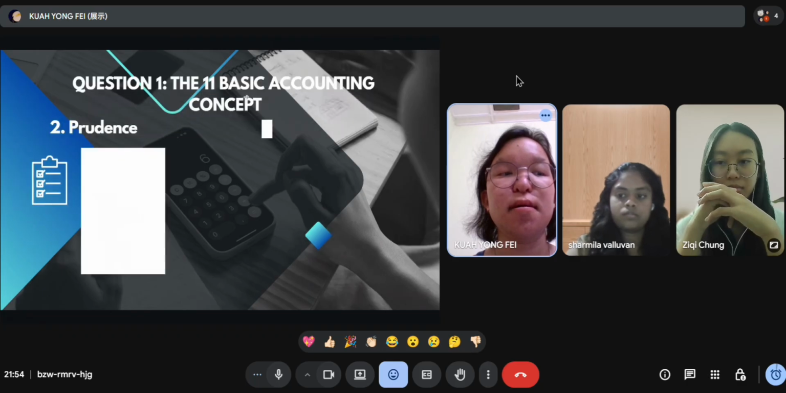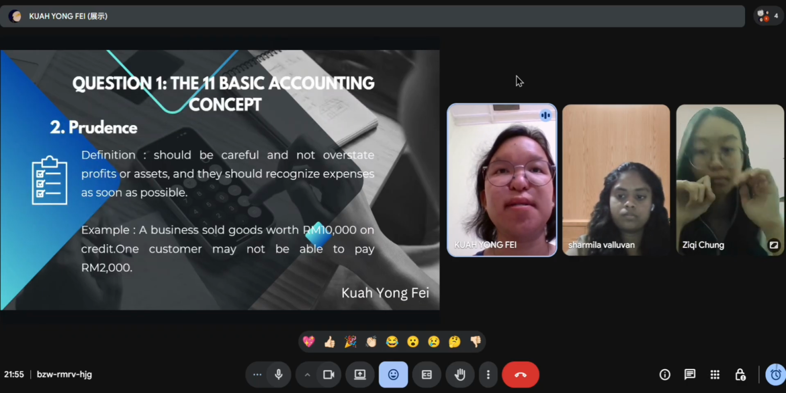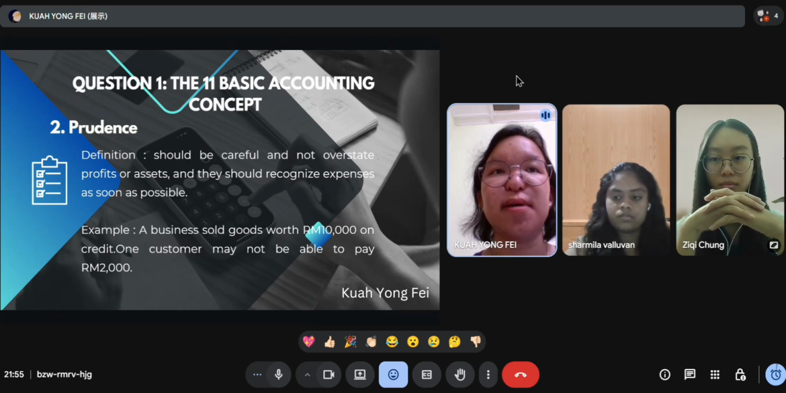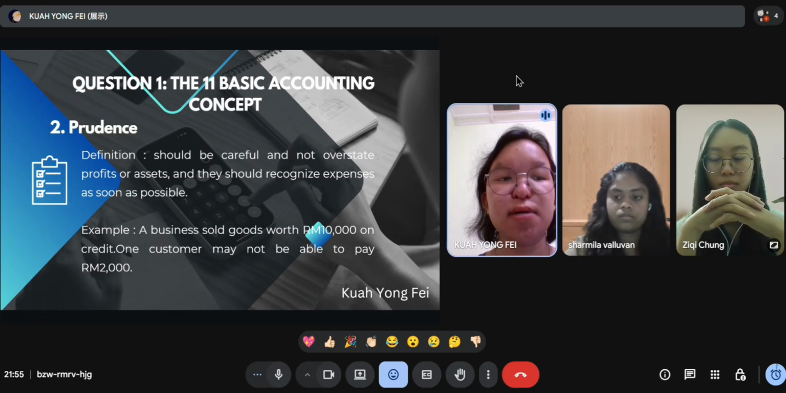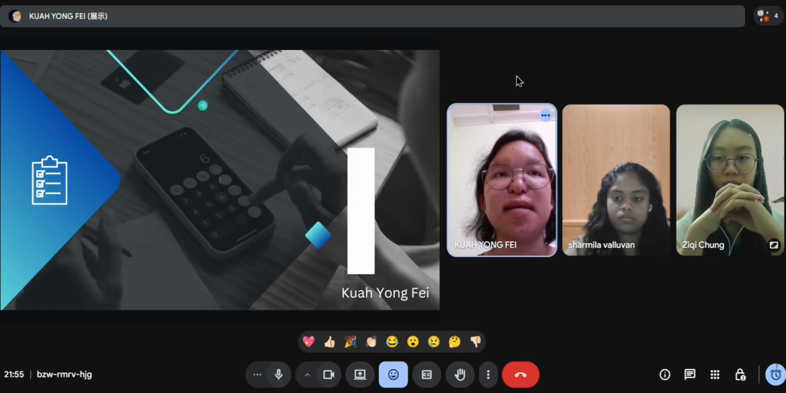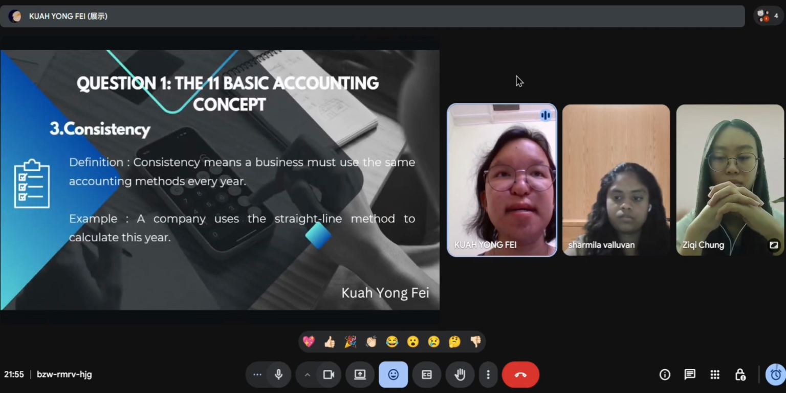Next is prudence. The definition of prudence is to be careful and not overstate profit or assets, and to recognize expenses as soon as possible, but only recognize revenue when it is certain. An example is a business sold goods worth 10,000 on credit, and one customer may not be able to pay 2,000. And then number three is consistency.